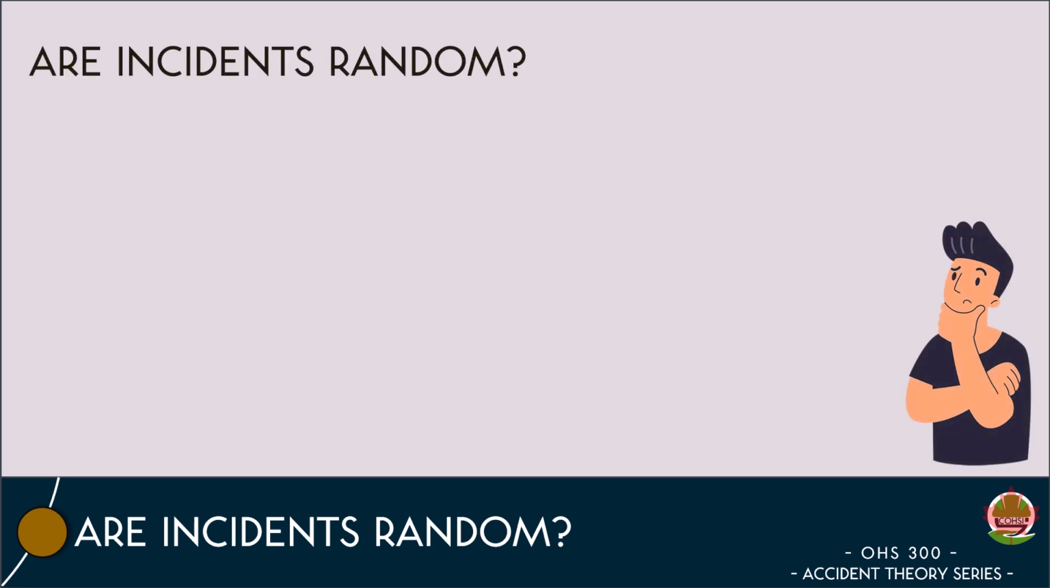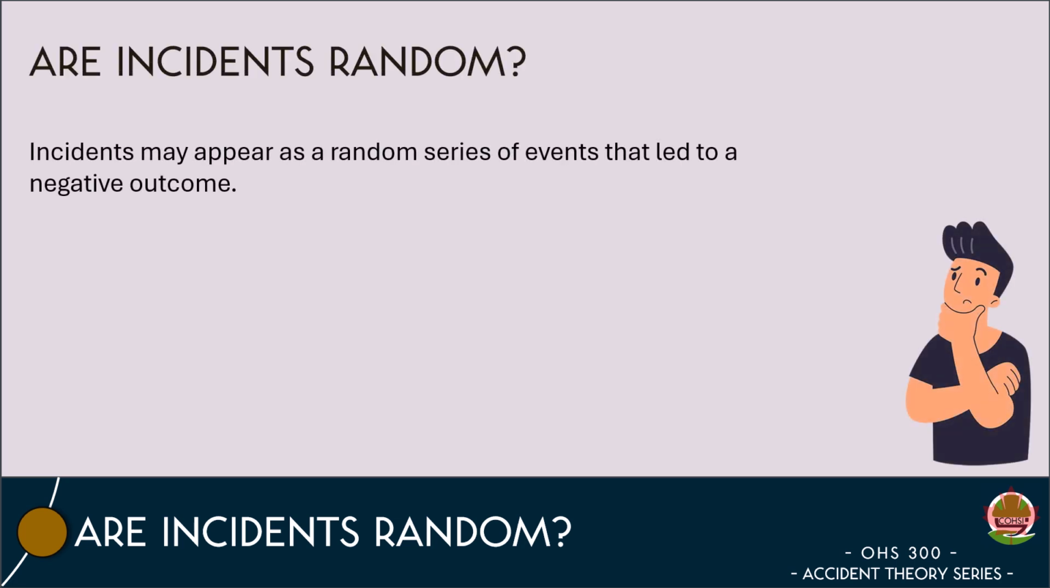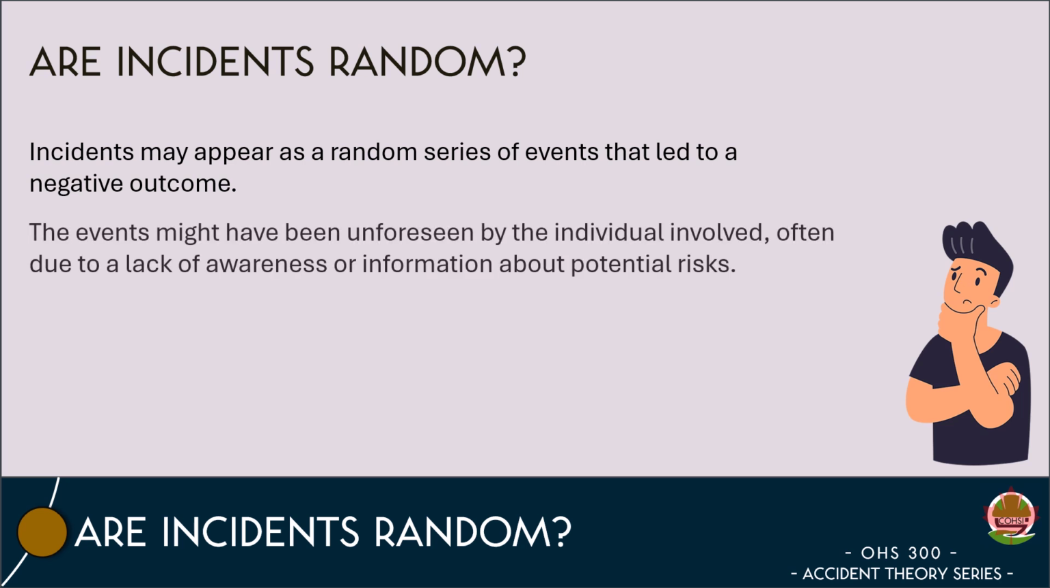When investigating an incident, it may initially appear as though a series of events randomly unfolded, resulting in a negative outcome. These events might have been unforeseen by the individual involved, often due to a lack of awareness or information about the potential risks. In some cases, reduced capacity, such as being intoxicated, fatigued, or suffering from conditions like dementia, can impair a person's ability to foresee or respond to hazards.